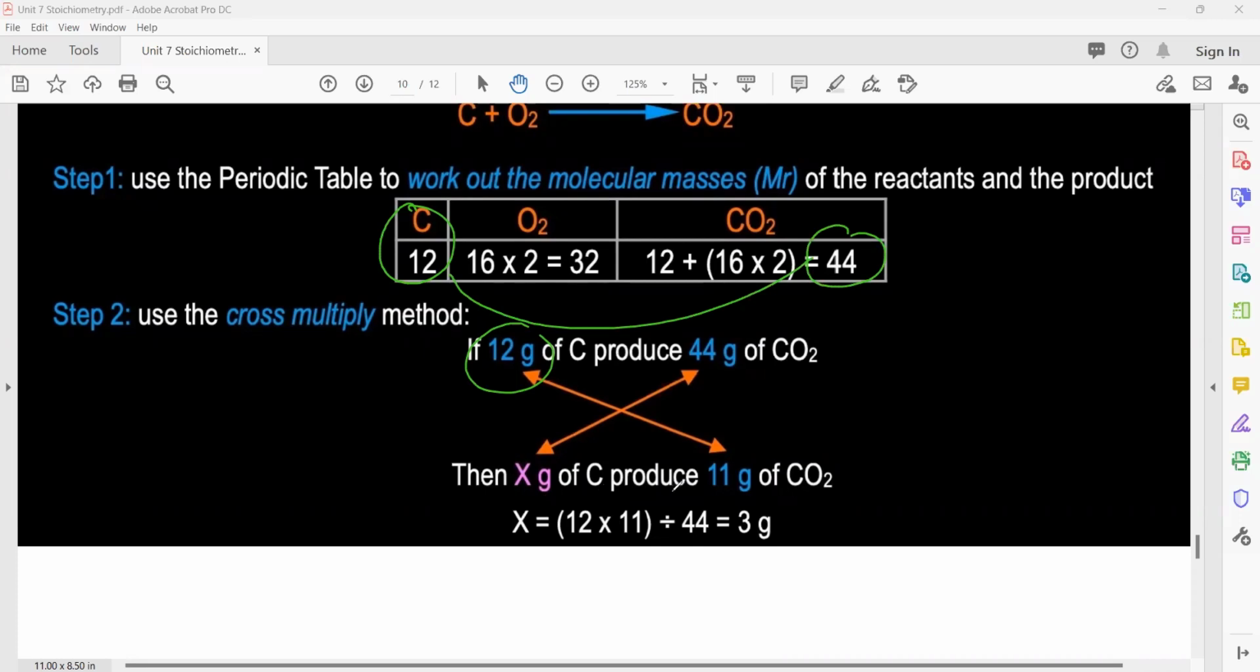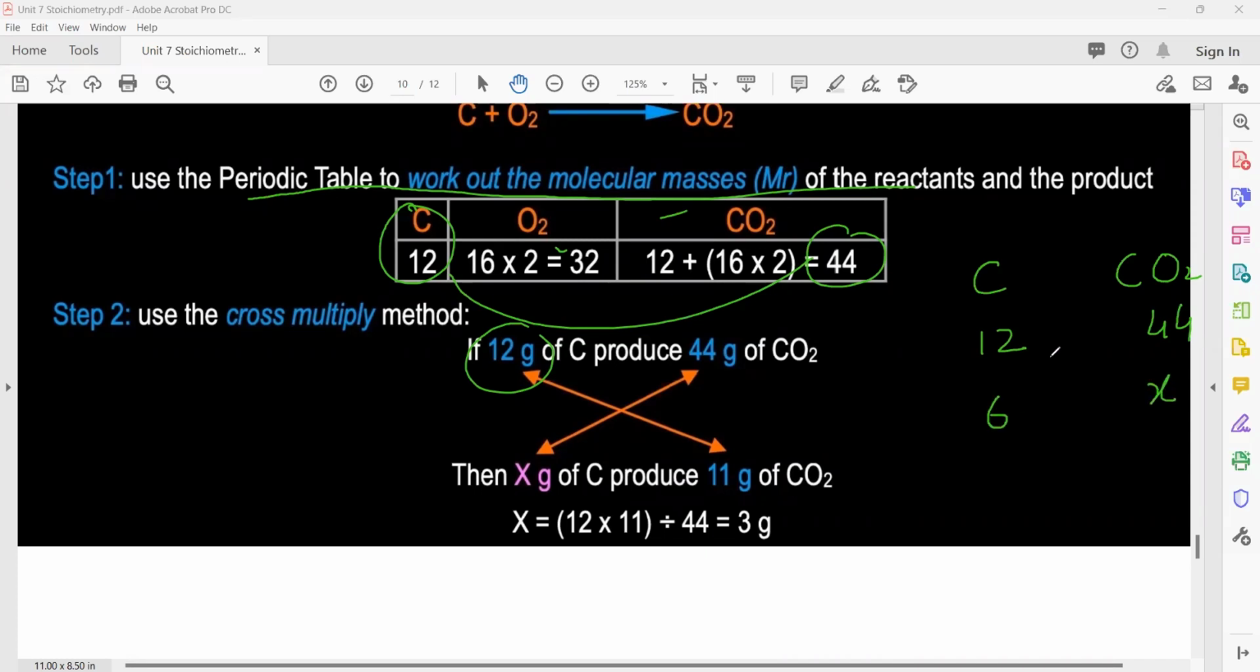Okay. Then x grams, if 1 gram will be there, how much will it produce? So you have to find it with the help of this formula. Now here, use the periodic table to work out the molecular mass. We did that one. So now here they said that if you compare carbon with carbon dioxide, got it? 12 grams of carbon gives you how much carbon dioxide? 44. And if in the exam they say, let's say you have 6 grams of carbon, how much carbon dioxide will it give you?